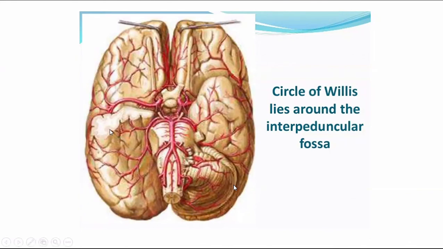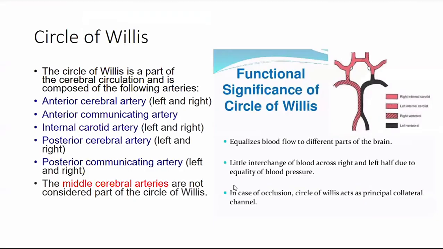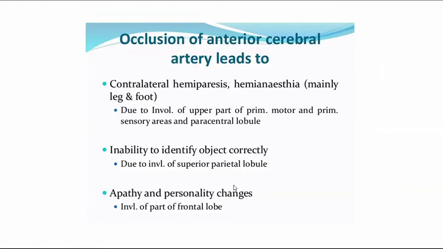However, if the thrombus is lodged in this area, distal to the communicating arteries, then there is a problem, because there are no more collaterals here. So it is occluded. The anterior cerebral artery becomes occluded and produces these symptoms: contralateral hemiparesis and hemianesthesia, mainly of the leg and the foot.